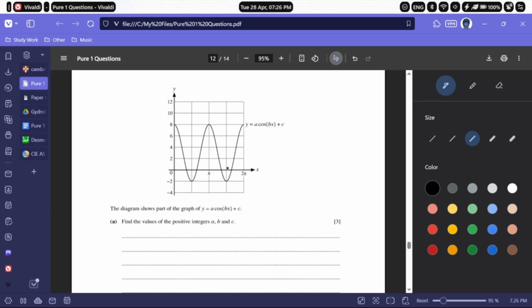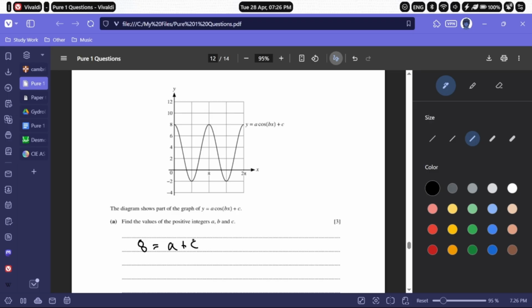Okay. Now you have the graph for a cos bx plus c. Find the values of the positive integers a, b, and c. So you can start by using any maxima or minima that you know. For example, at x equal to 0, it would be cos 0, which is just 1. So the y value is 8. So your first equation is 8 is equal to a plus c.